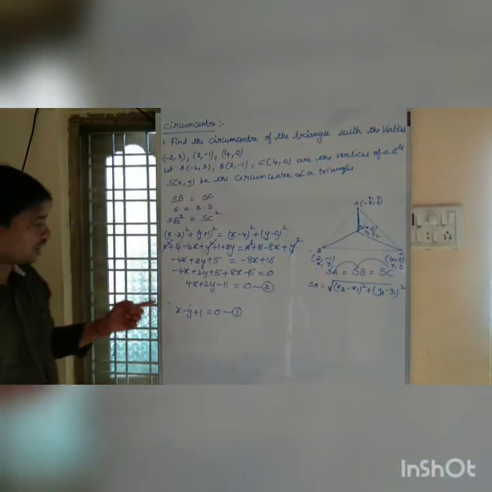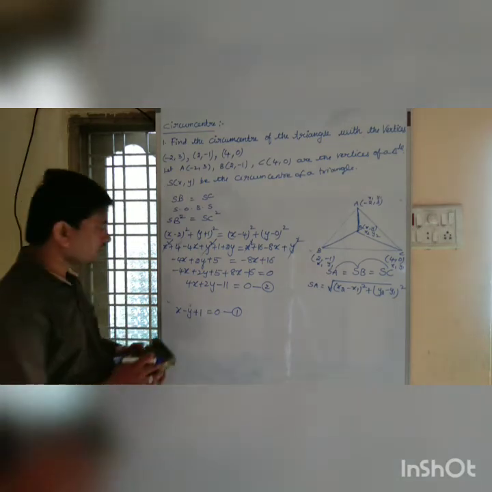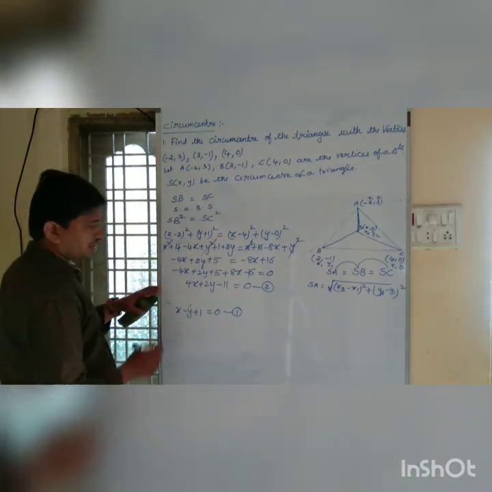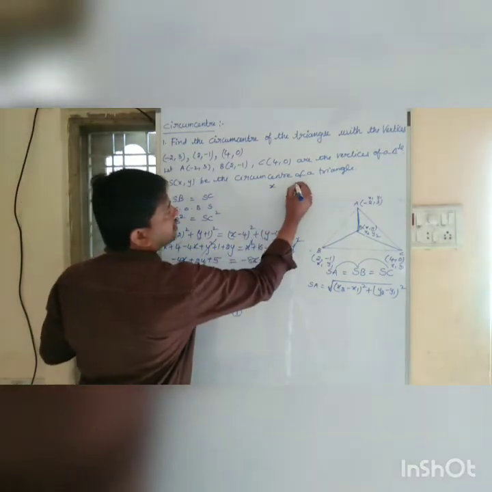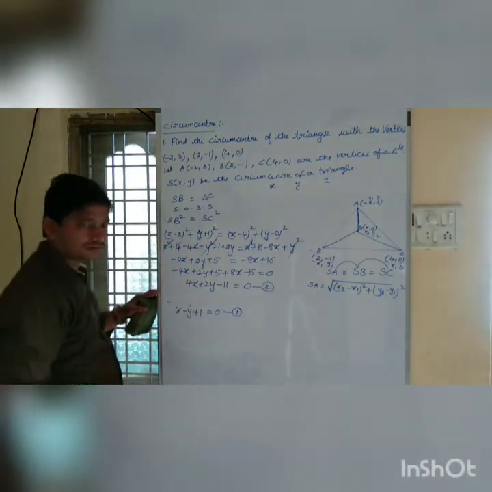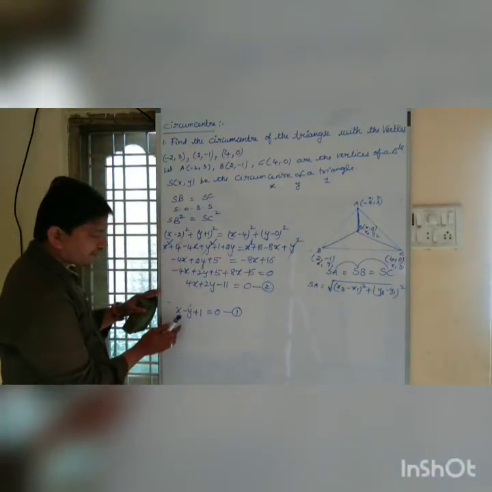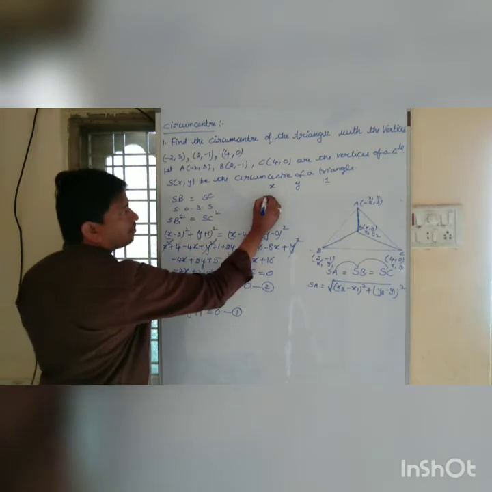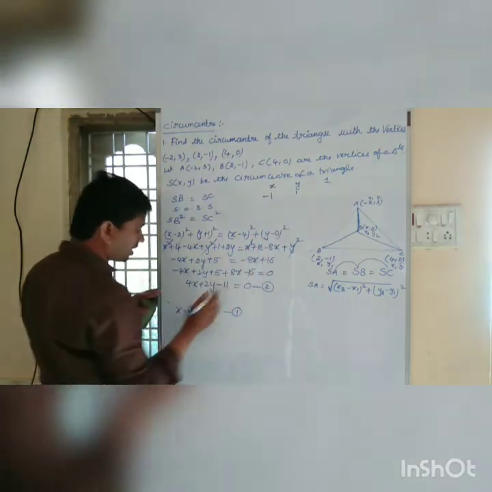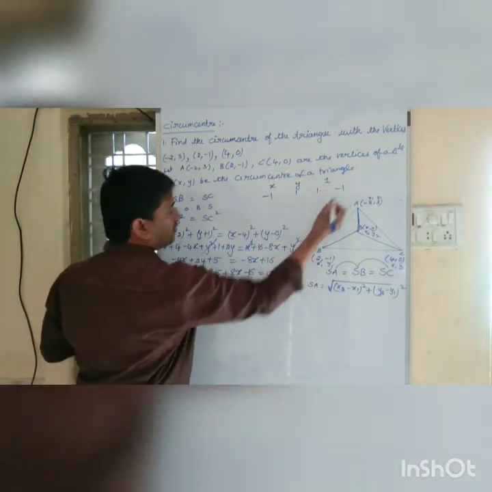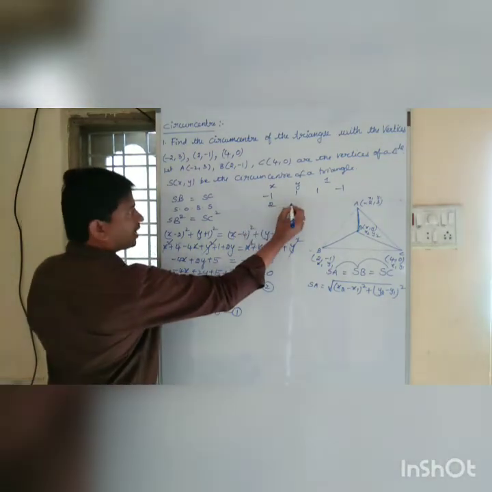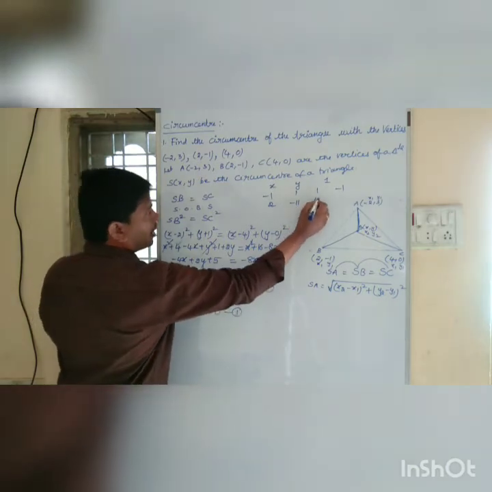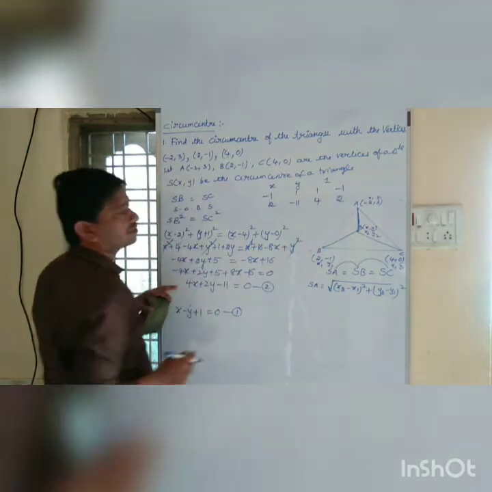Got it, children? We got 2 equations. So let us solve these 2 equations. So equation number 1, x minus y plus 1 equal to 0. So that is x by 1. For the y coefficient, first of all we need to write the coefficient of y, minus 1, then constant, then x coefficient and y coefficient, right? Now coming to the second equation, y coefficient, constant, x coefficient and y coefficient, right?